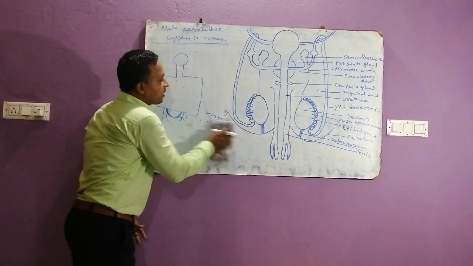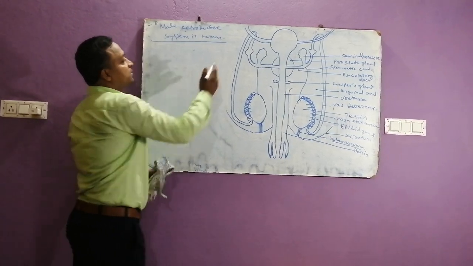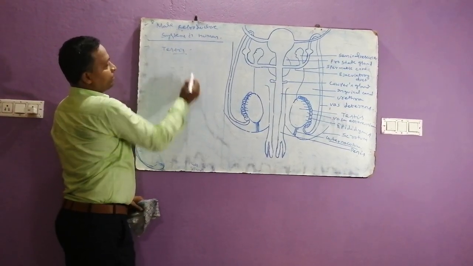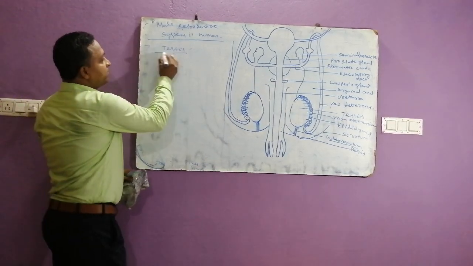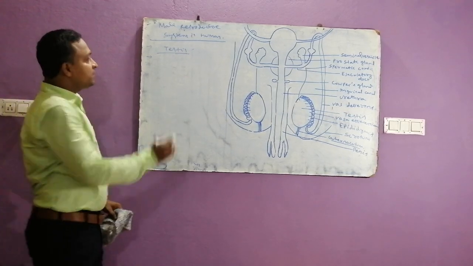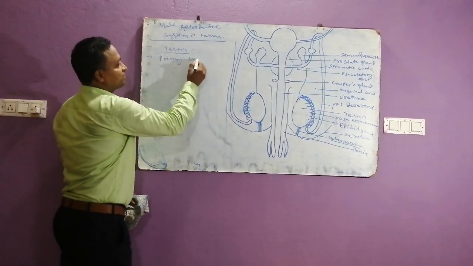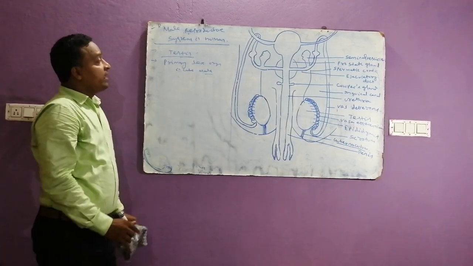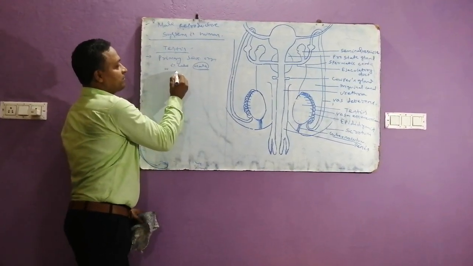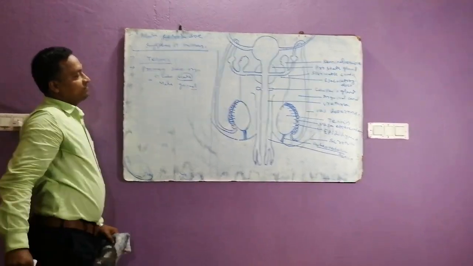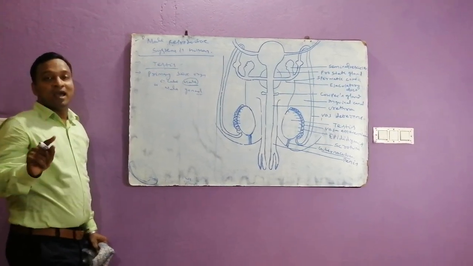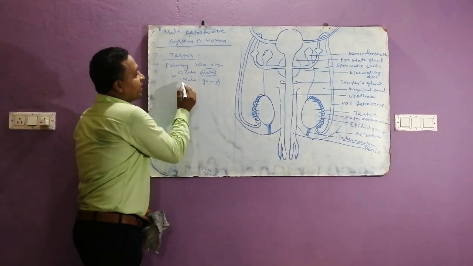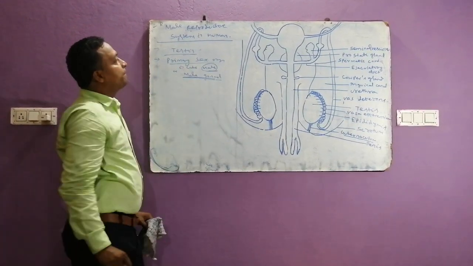Okay. Let us talk about the next part, that is an important part of the male reproductive system, that is the testes. The first one, testes is the primary sex organ in case of male, or we can call it the male gonad, as it produces male gametes or sperm and male sex hormone, that is testosterone. So we call it the male gonad or primary sex organ.